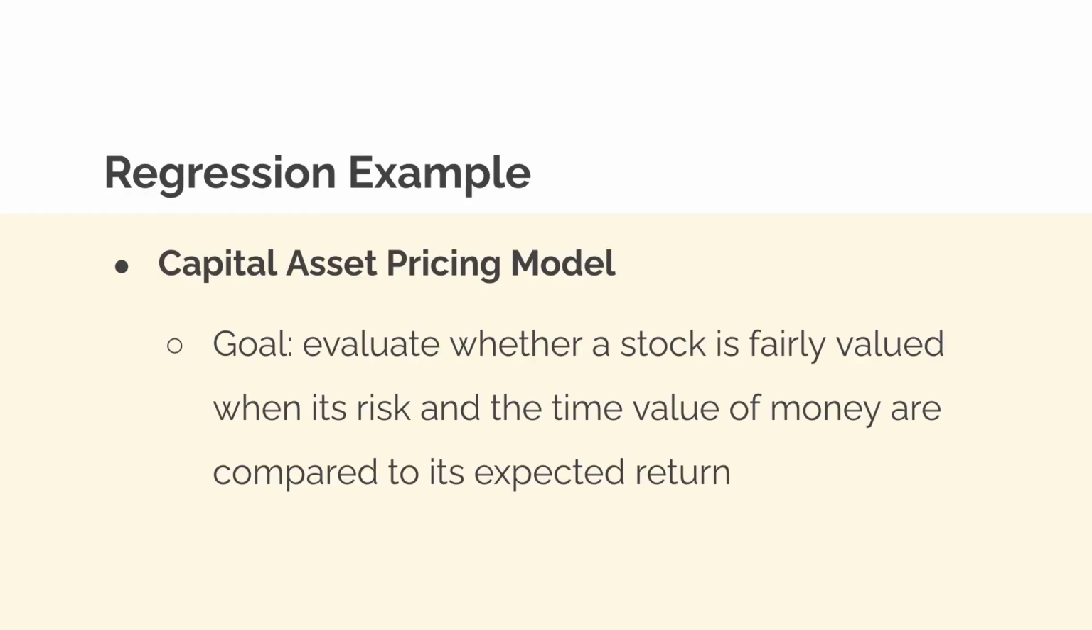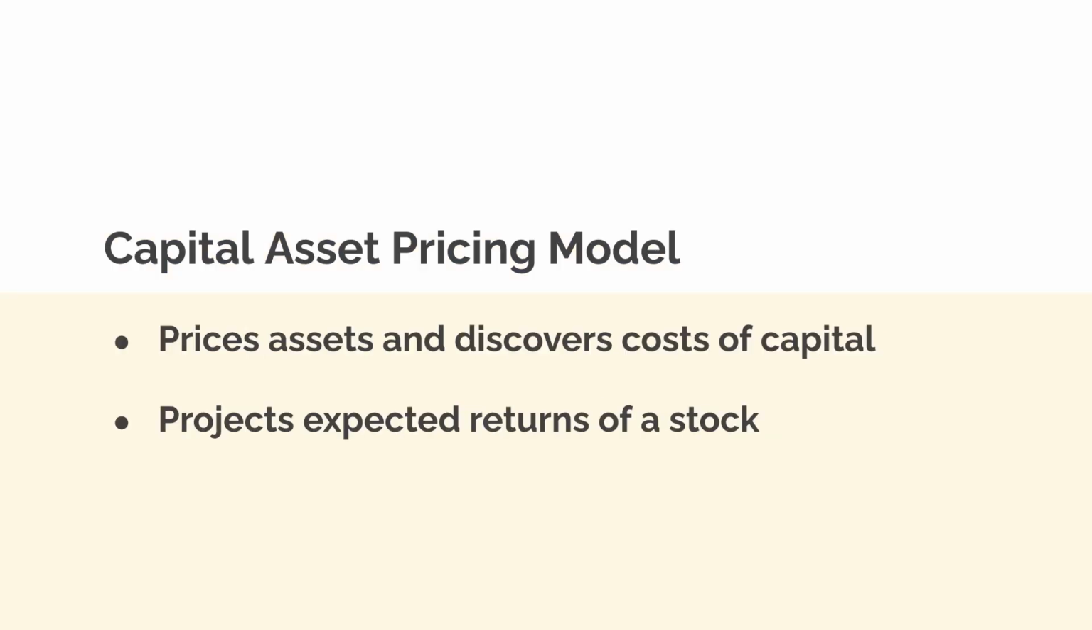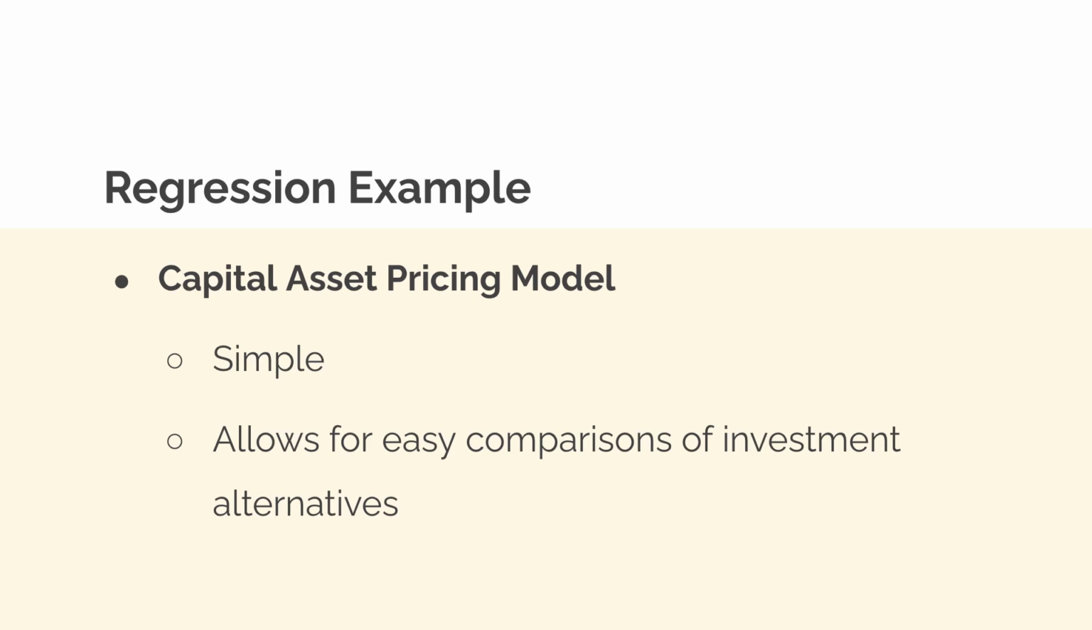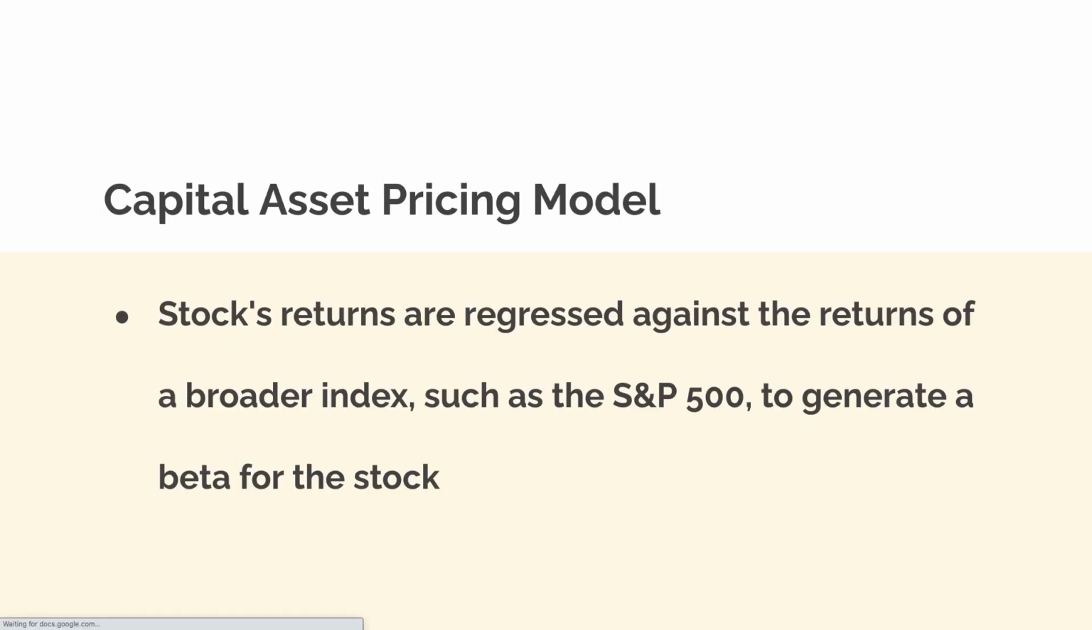For example, the capital asset pricing model is based on regression. The goal of CAPM is to evaluate whether a stock is fairly valued when its risk and time value of money are compared to its expected return. This model prices assets and discovers the costs of capital. In this way, it can project the expected returns of a stock. The capital asset pricing model is commonly used because it's simple and allows for easy comparisons of investment alternatives. Now, it's not perfect, no model is perfect, but this is a simple model that works well.